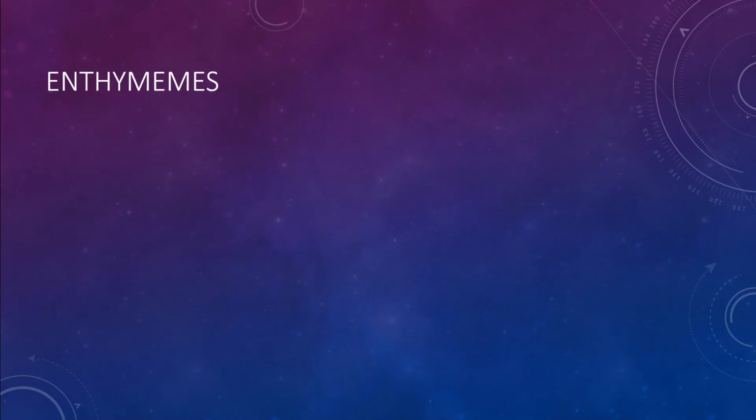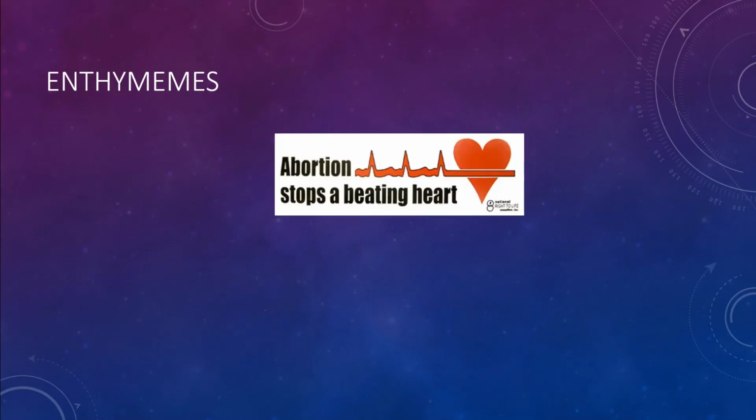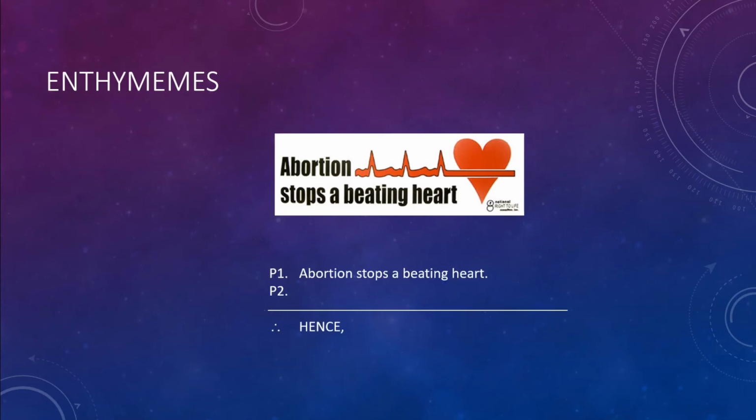We find argumentation everywhere. I think even a bumper sticker can contain an argument. This is a famous bumper sticker. You've probably seen it on the road. Abortion stops a beating heart. That's not just a statement. I believe that's actually an argument. How would you reconstruct the argument? We have one premise: abortion stops a beating heart. But what's the rest of the argument?